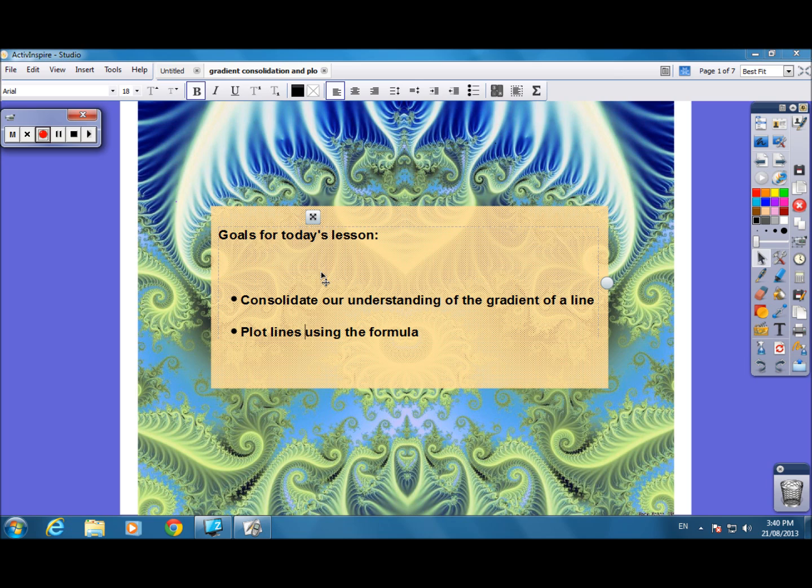Okay, I'm doing this in the classroom, so hopefully it'll be a little easier to write and we'll get over some of those problems. The goal for this next little video is to consolidate our understanding of the gradient of a line and also to work out how we can plot a line if we know the formula for the line. So let's see how we go with that.